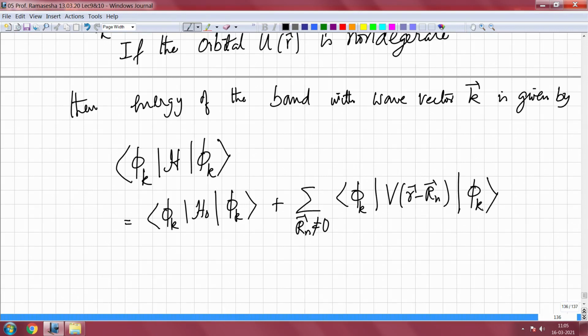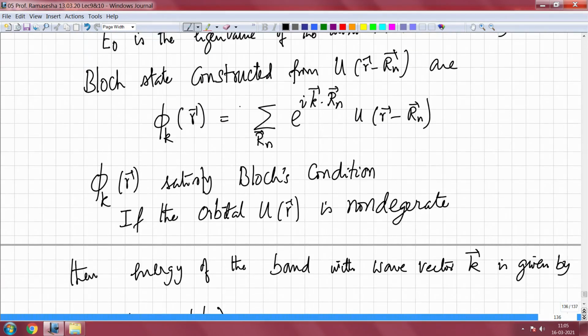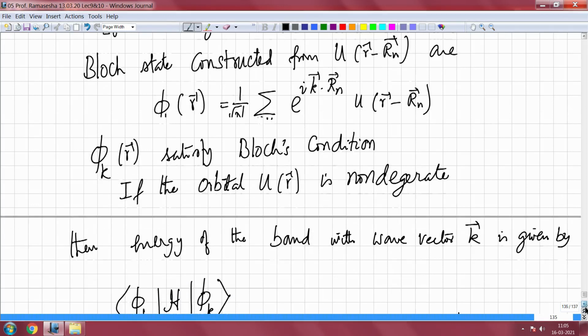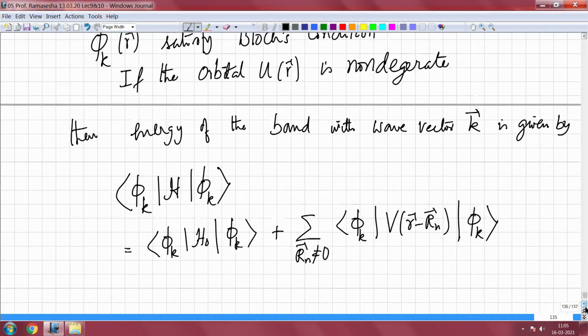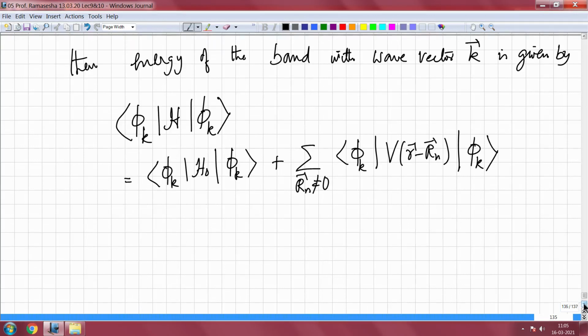I should have put a factor 1 by root N just for normalization, but it should be remembered that phi k is not a normalized state even with a 1 upon root N, because the orbitals at different positions, like for example neighboring orbitals, are not orthogonal in general. So in general it is not a normalized orbital phi of k, but nonetheless 1 upon root N helps us.